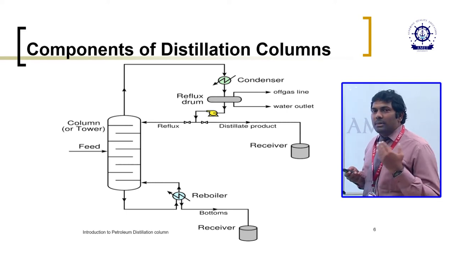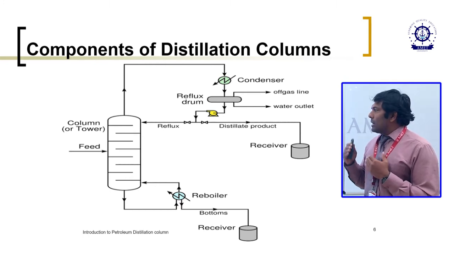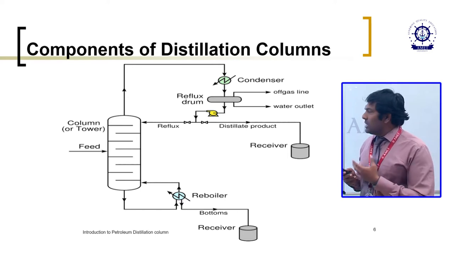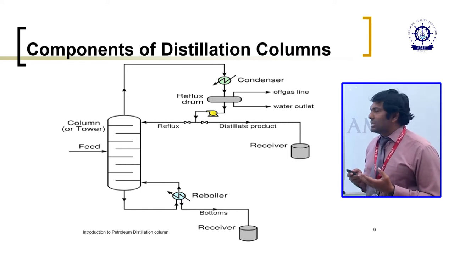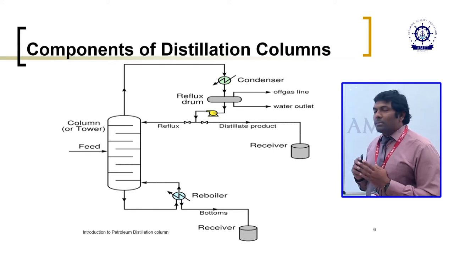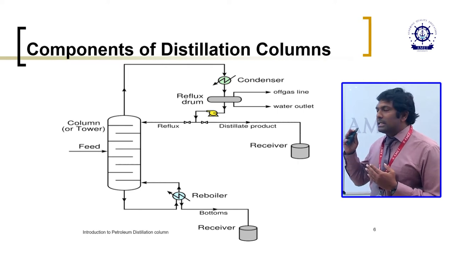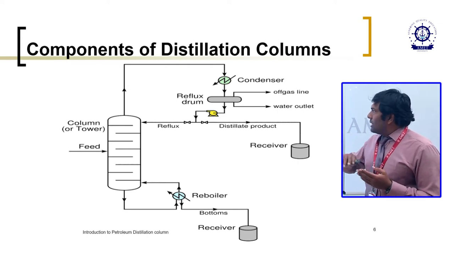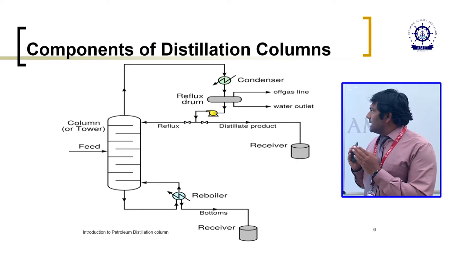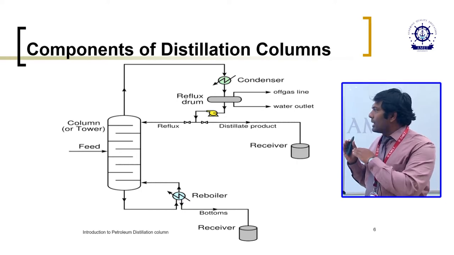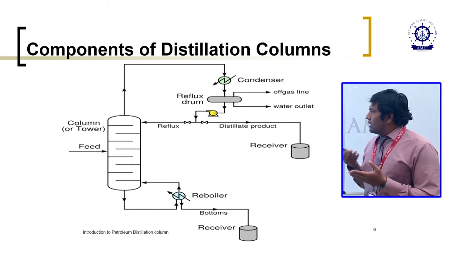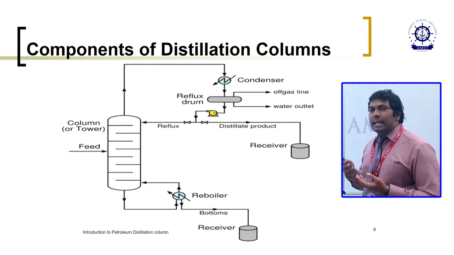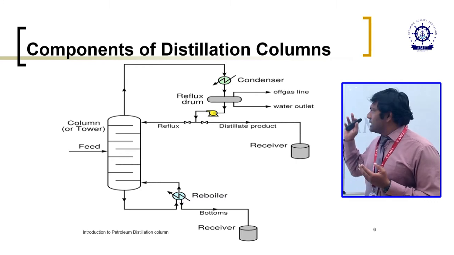Once the feed is sent into the middle of the column, there are trays inside the column. These trays are there to increase the contact time of the feed and thereby increase the efficiency of the separation operation. Once the feed is separated into fractions, the top of the column contains the vapor. This vapor goes to the condenser, where it gets condensed and converted into reflux. The reflux drum is there to store the reflux liquid. The reflux liquid is sent back into the top of the column, and the efficiency of the process is increased by using this condenser and reflux drum arrangement.